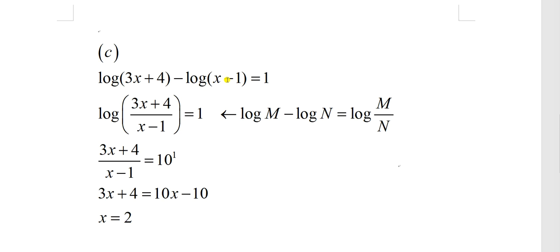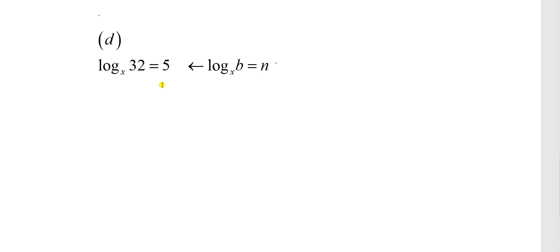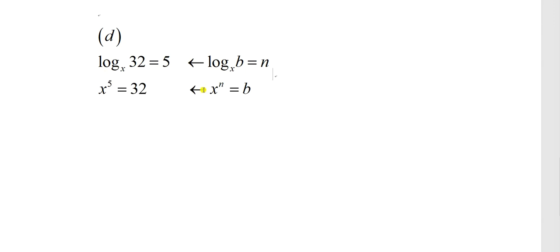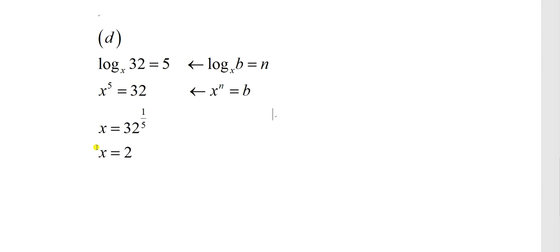Finally, we are talking about question part D. And you can see that there's a very standard logarithm equation format, log b base x equals n. Again, we need to change it back into exponential format. That is, x to the power 5 equals 32. Now, you take the fifth root on both sides, or you can take the power 1 over 5 on both sides. So we write in this way, x equals 32 to the power 1 over 5, and hence x equals 2. That's it.